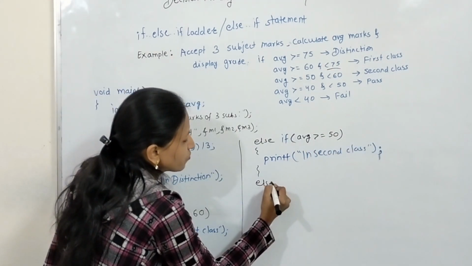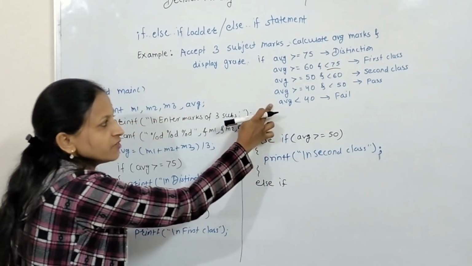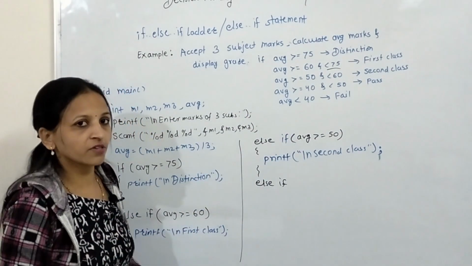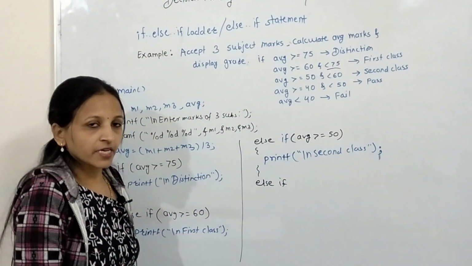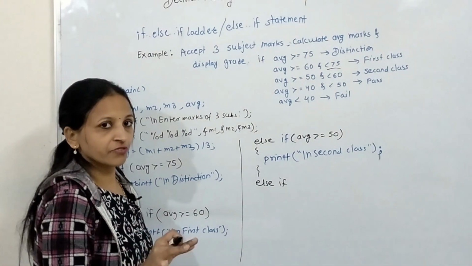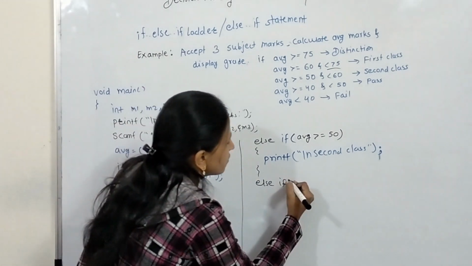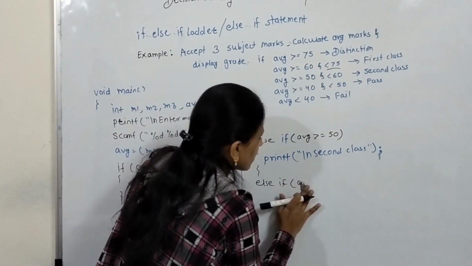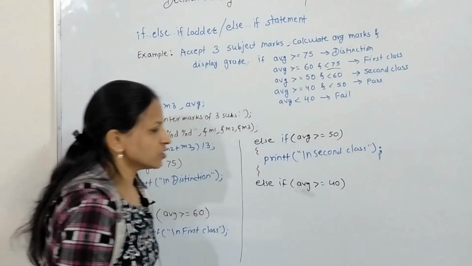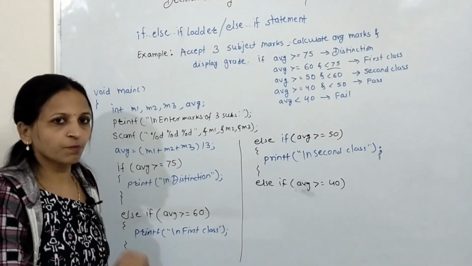Again we have to check for one more condition, the final else. Whenever we are at the final else, don't put any more condition, because at the end there should be only else, just keep in mind, without if. Now else if, again we have to check for one more condition, like average is greater than or equal to 40, which means the student is pass.